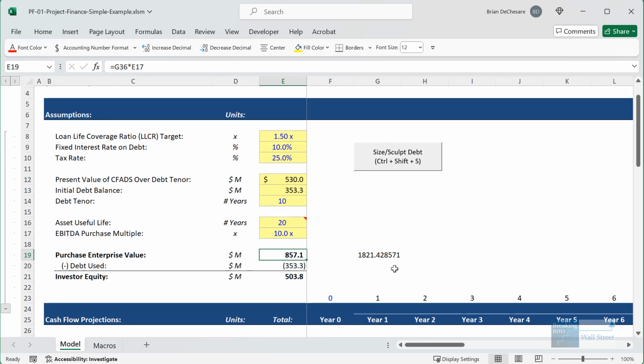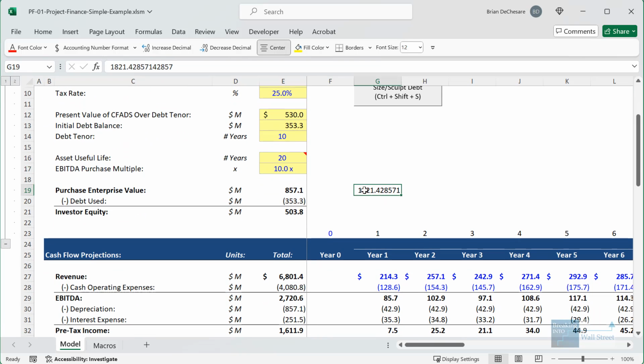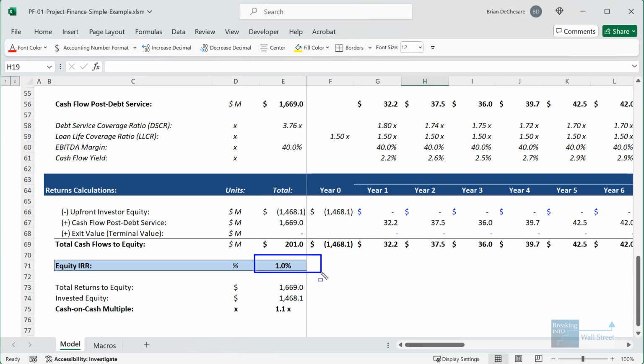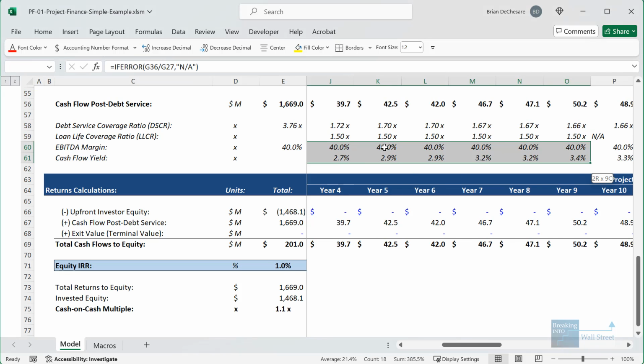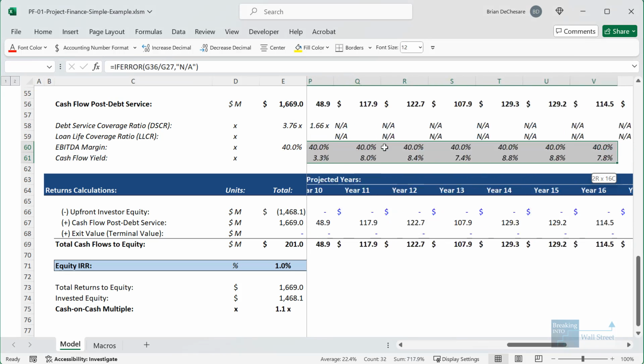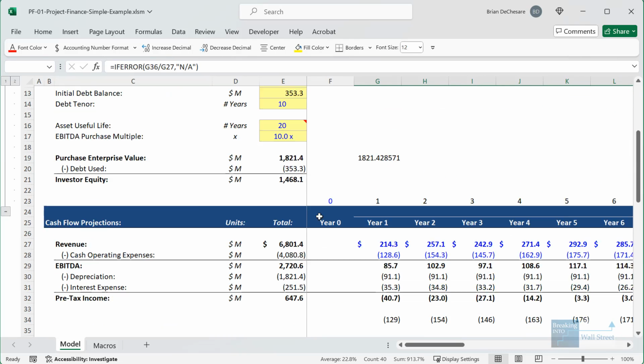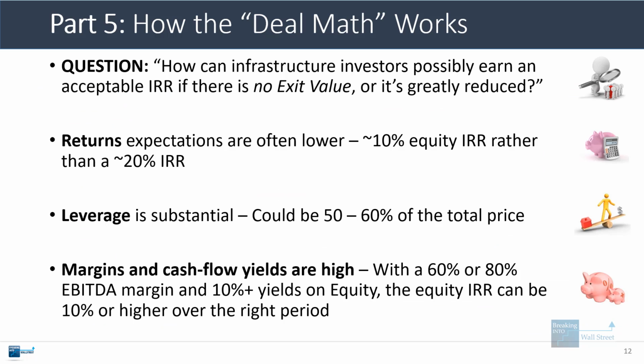Now our purchase enterprise value is much lower because the EBITDA is lower, but just for the sake of argument, let's plug in the old purchase enterprise value that we had. So the EBITDA margins are now much lower, but we're paying the same purchase price. With these changed assumptions, the equity IRR now falls to 1%. And that's how important it is to have these very high margins and these very high cash flow yields. Because if the margins are only 40% and the cash flow yields are only 2 or 3%, going up to maybe 10% by the end, the deal math simply doesn't work and we get to a 1% IRR instead. And so that is why these points are both critical in project finance models.